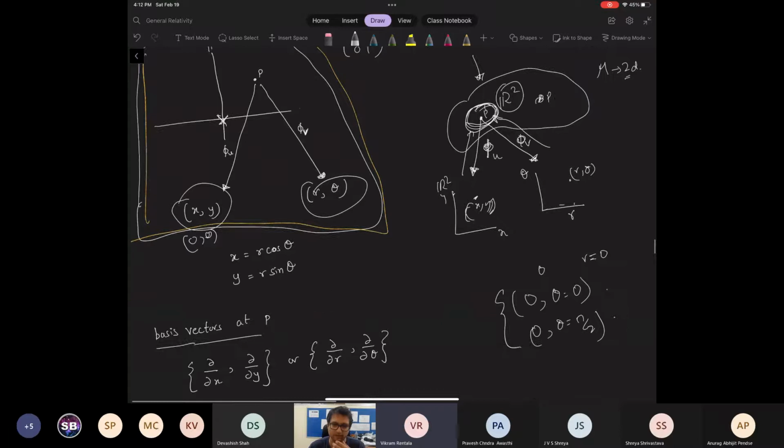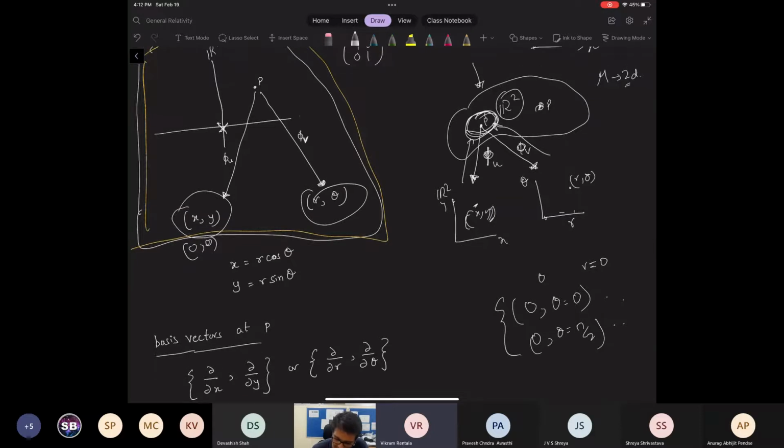Okay, sorry. Also, in these coordinates r theta, r goes from 0 to infinity, the open interval, and theta goes from, let's say, you can choose it to be minus pi to pi. Again the open interval. So roughly speaking, it's like all of this.